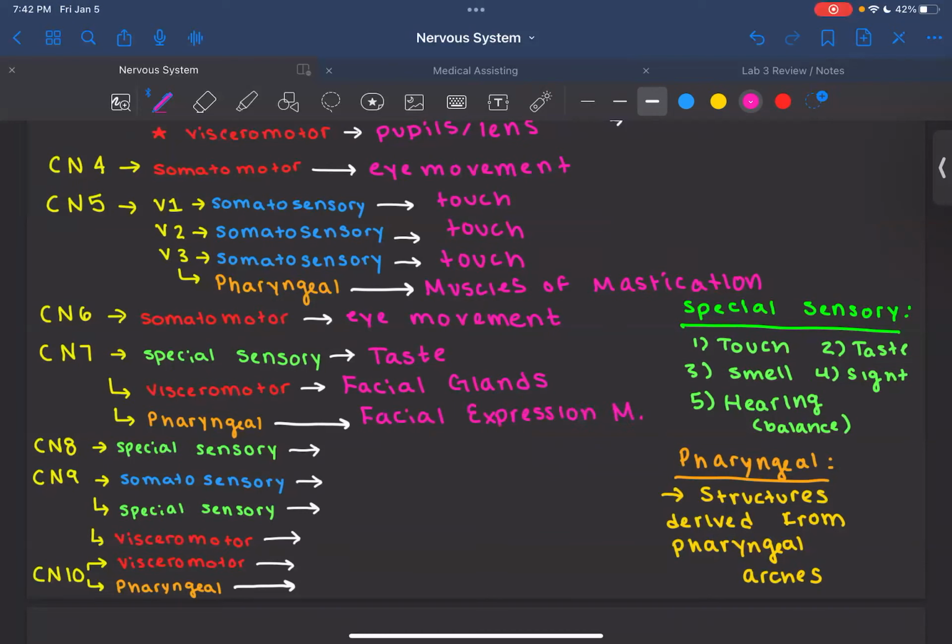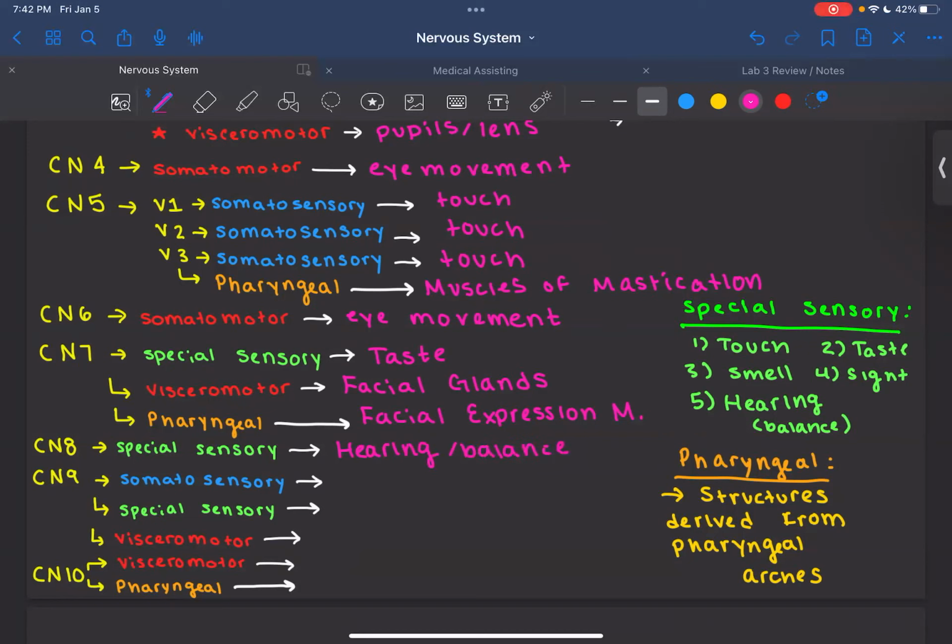I'm just going to put an M for muscles. We have cranial nerve 8, which is going to be the vestibulocochlear nerve, which is going to be responsible for hearing and balance. So it has special sensory innervation.